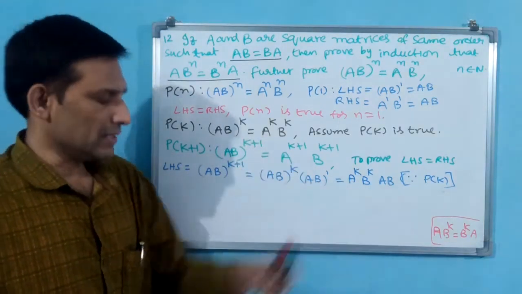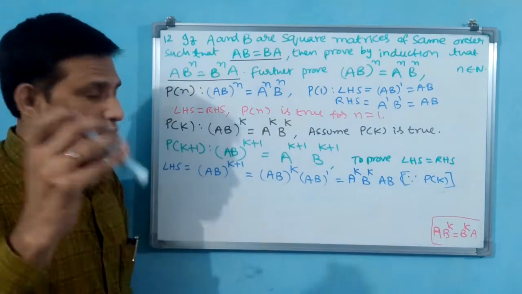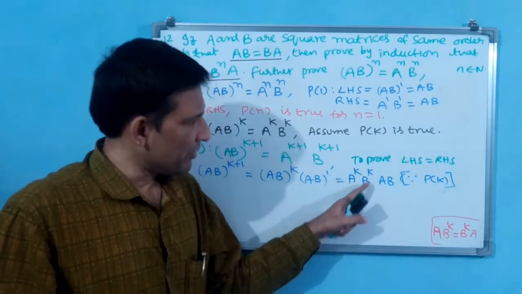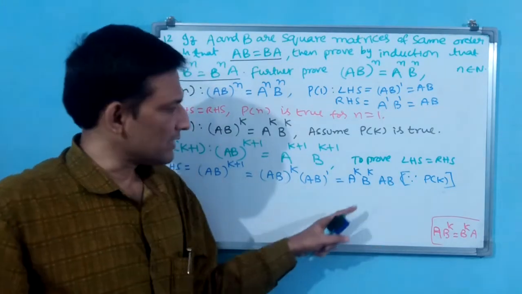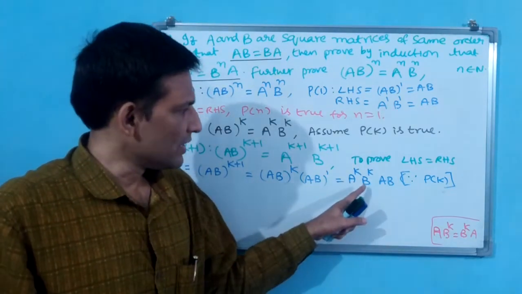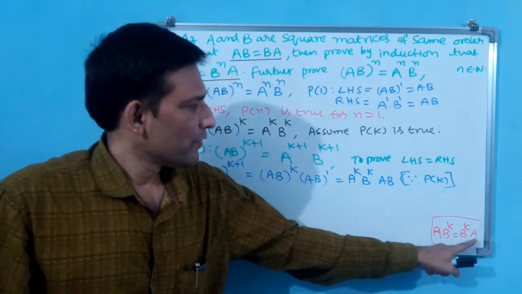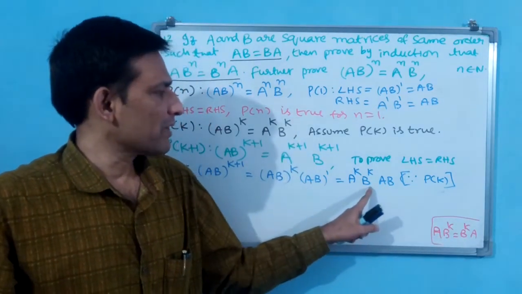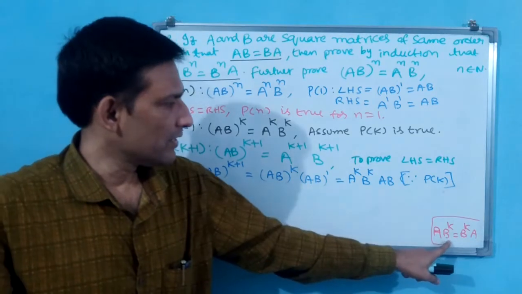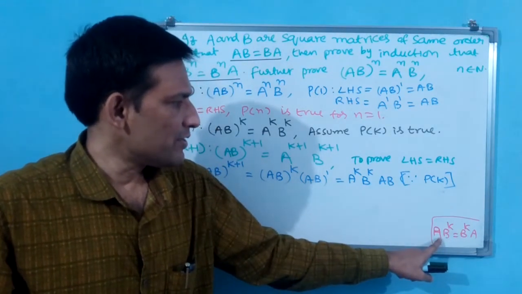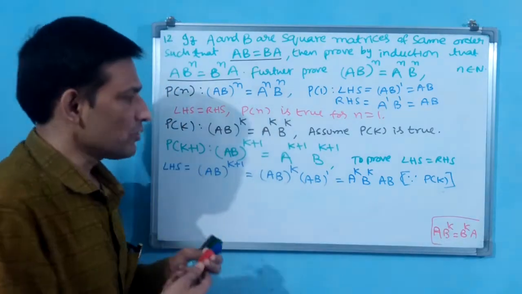Okay. Now wait. Now you see simply, here A power k into B power k into A into B, four items are there, four separate matrices. B power k into A, can I convert it into A into B power k? You see here, B power k into A is equal to A into B power k. Okay, only these two.